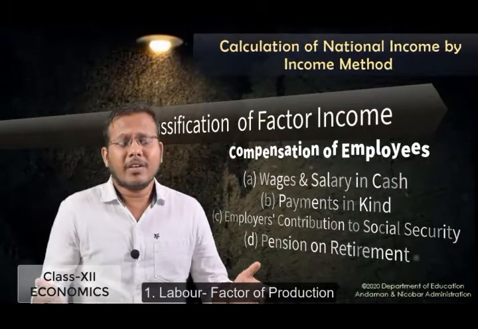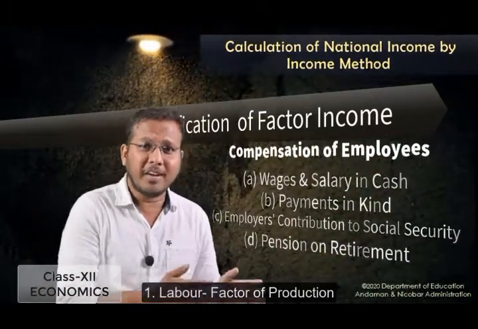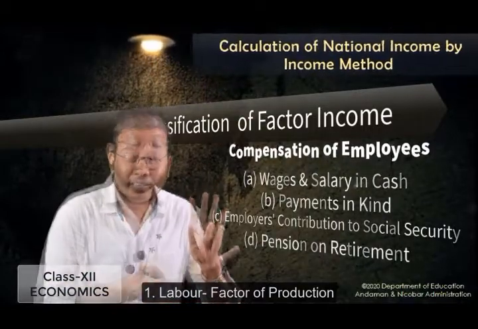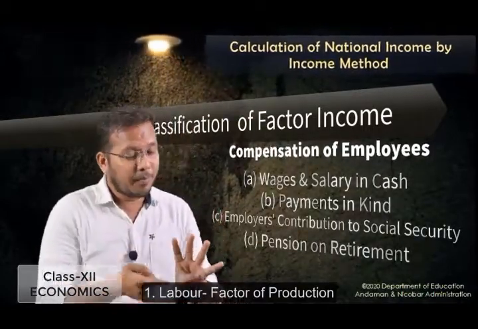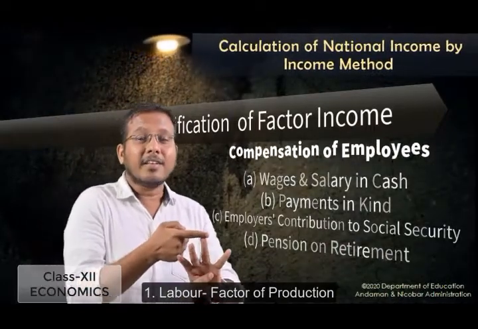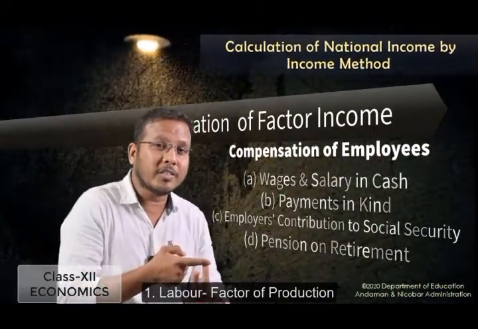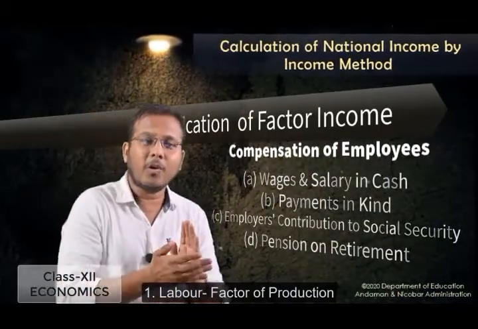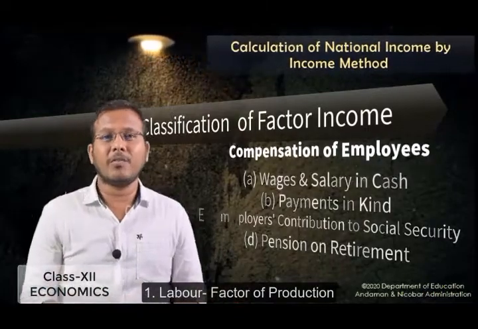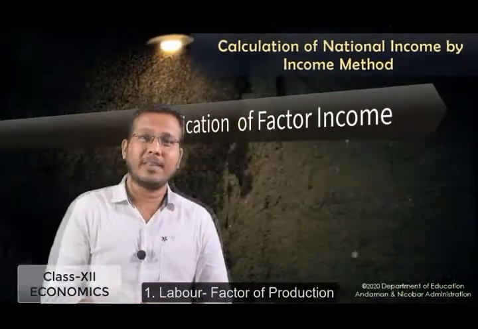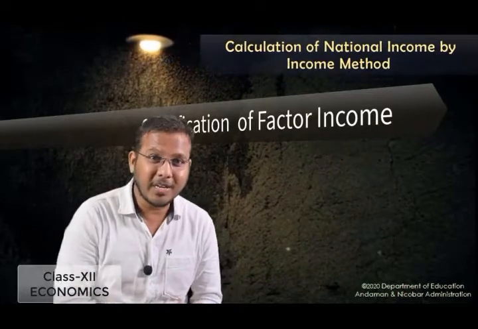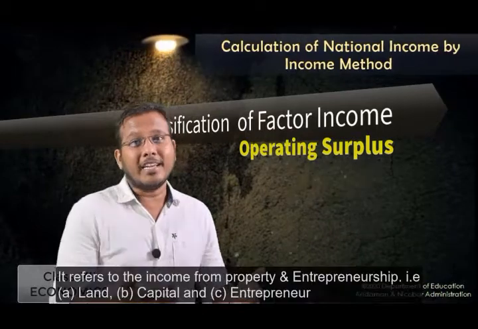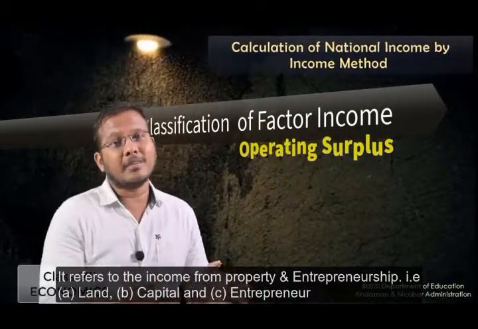Altogether, the compensation of employees received by labor as part of factor income has 4 components: wages and salary in cash, payment in kind, the employer's contribution to social security scheme, and at last the pension on retirement. These four components together make the value of compensation of employees. Coming to the next one, we call it the operating surplus. It refers to the income from property and entrepreneurship.